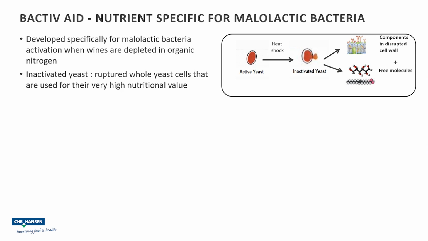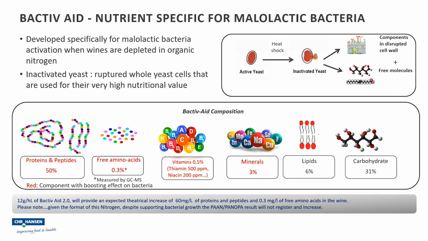The product itself is derived from an activated yeast. So you could grow yeast cells, give them heat shock, and then once the cells lyse, you have components in the cell wall as well as some individual components, which you can then use to compound a product. The final product itself is around 50% peptides and proteins, with a small amount of free amino nitrogen. Plus, you also have vitamins, minerals, lipids, and carbohydrates, all essential for growth.